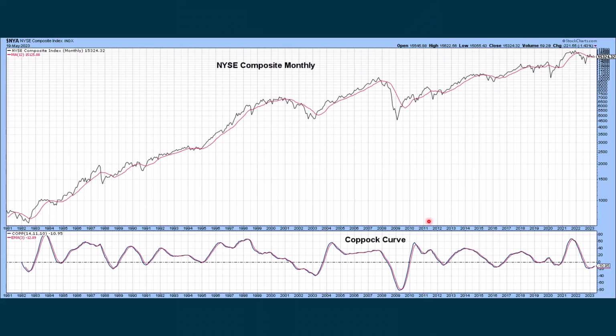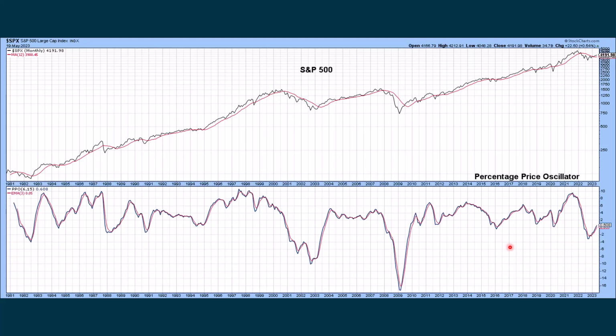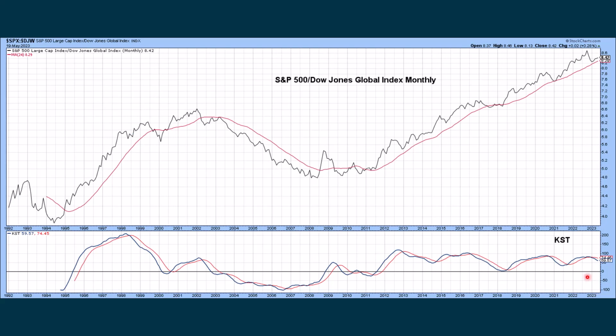Looking at some long-term secular and cyclical studies. This is the NYSE monthly chart showing how the Coppock curve is now starting to go back positive. Also, the NYSE record high percent index is overall positive. The S&P is positive when looking at the PPO. And the S&P is also outperforming the CRB index. Then we look at the S&P and compare it to a global index where it's still in an overall downtrend on the bottom, but up on top, we're still above this moving average.